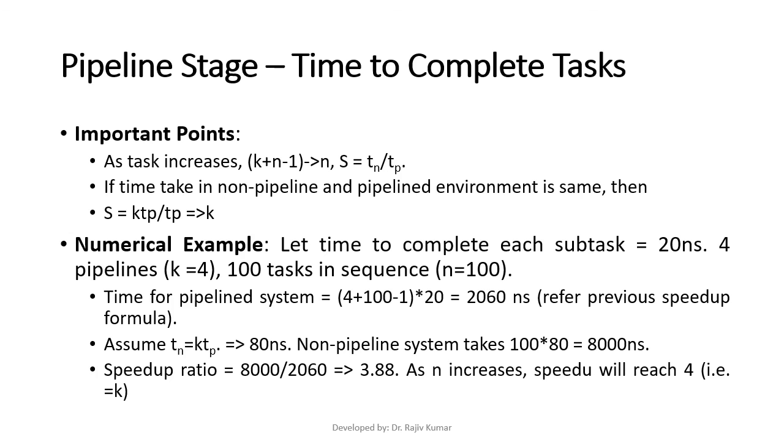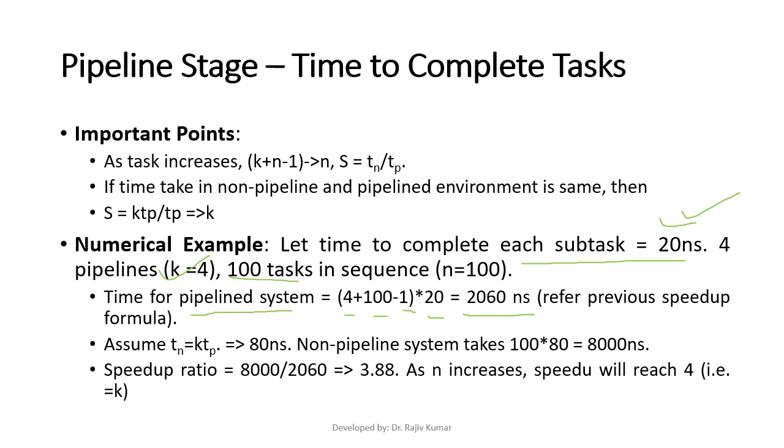So now let's utilize this. Suppose we take an example where each task takes 20 nanoseconds and the pipeline has 4 segments with 100 tasks. Find out the speed up ratio. To find the speed up ratio, let's first find the time for the pipeline system. It is (k + n - 1) multiplied by Tp. Tp given is 20 nanoseconds. It leads to this value.